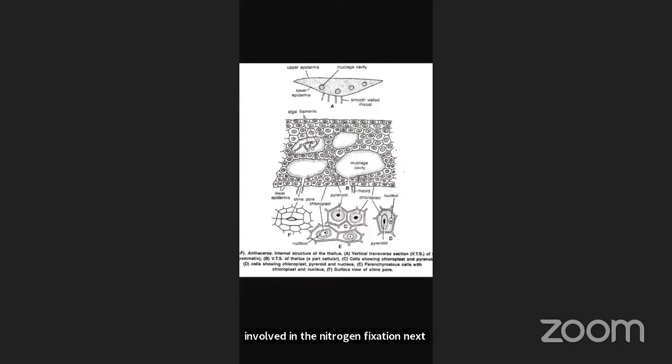Next is the reproductive system. Anthoceros reproduces by vegetative and sexual reproduction. Vegetative reproduction occurs through gemmae, tubers, and persistent growing apices. Small stalked gemmae are produced, which germinate to give rise to a new thallus.